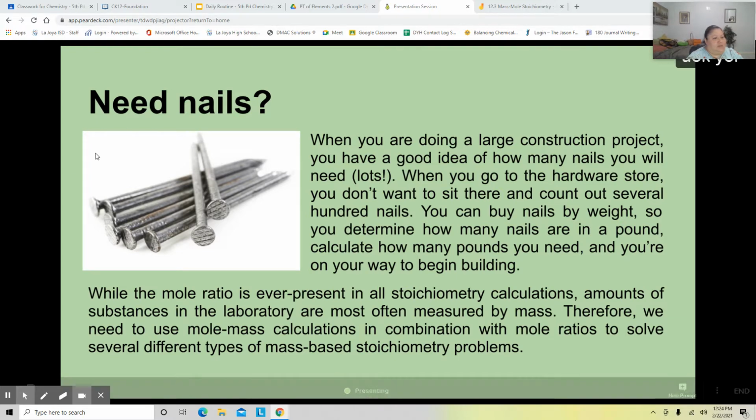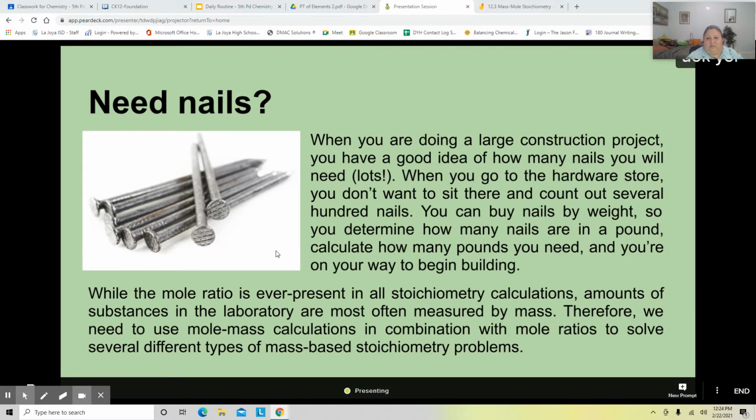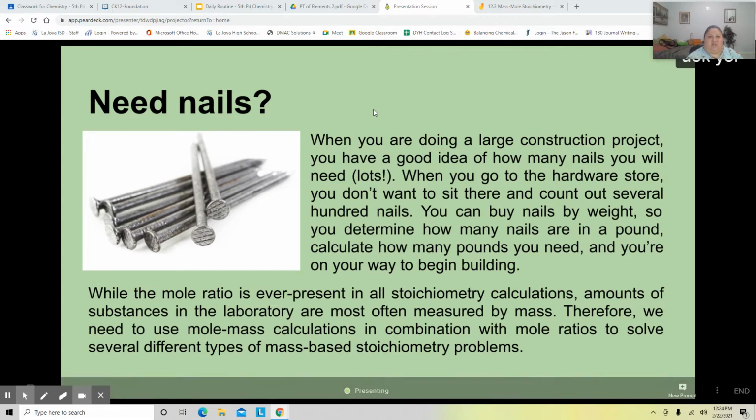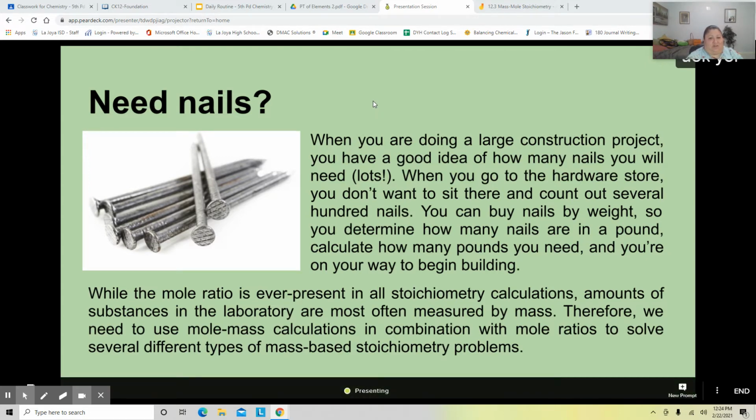Okay. So do you need nails? Anytime you're building or constructing a building or adding on to your house, you're gonna need lots of nails. So who's gonna help me with the introduction?